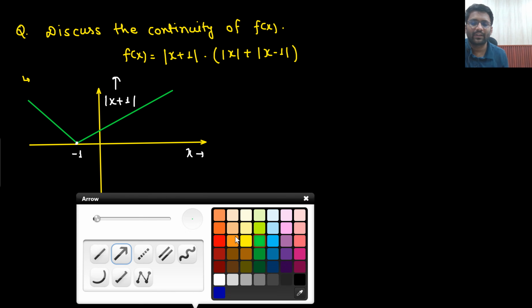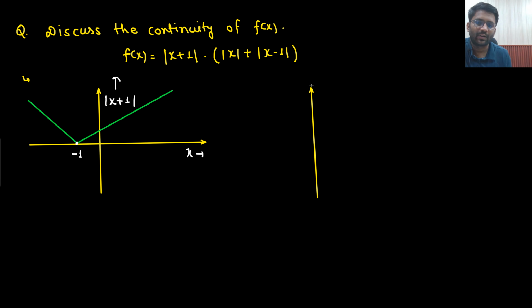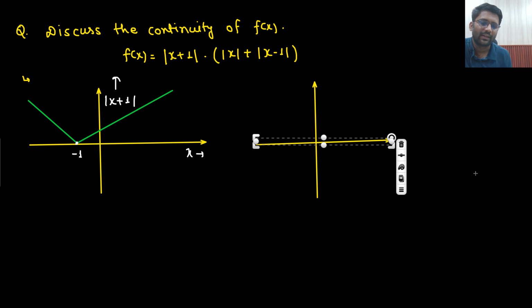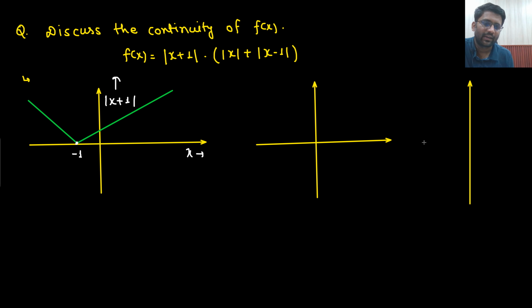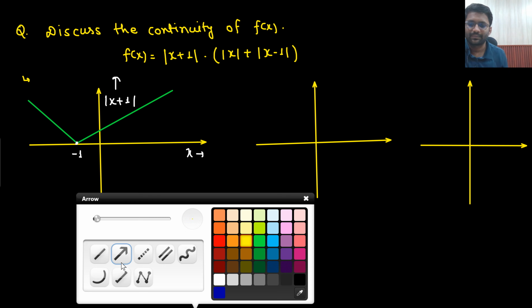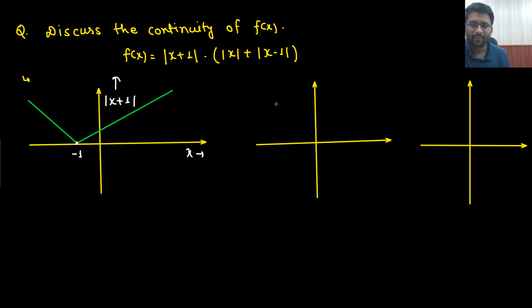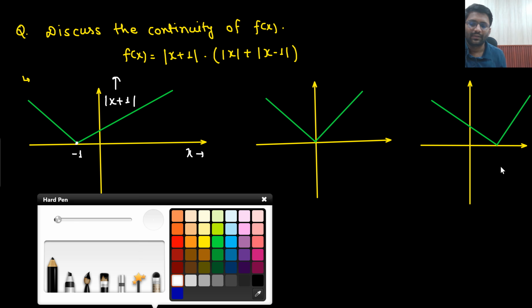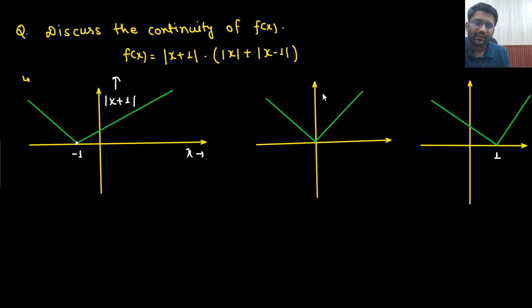Can you draw the graph of mod of x? Absolutely, sir. Very straightforward. Mod of x graph also I know. And can you draw the graph of mod of x minus 1 as well? Absolutely, sir. Mod of x minus 1 is becoming 0 at x equals 1. Right? Are all these three graphs continuous or not?